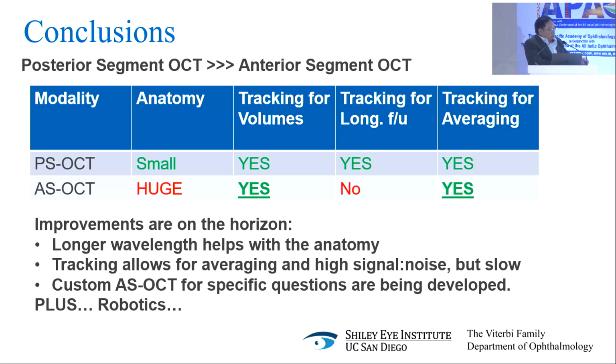So in conclusion, posterior segment OCT is way better than anterior segment OCT. Why? Very small area, tracking for everything. Anterior segment is getting better, we're having longer wavelength to look deeper, and we have some tracking for some benefit now. The other approach is to maybe consider application-specific anterior segment OCTs for each question that we're looking at.